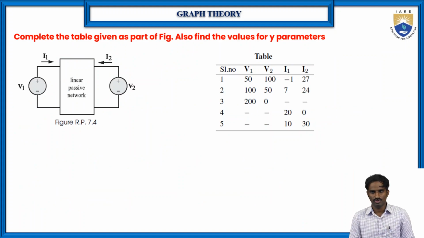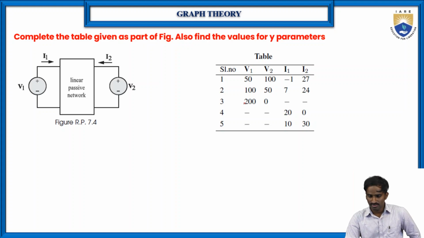This is another kind of problem, and it is very interesting. As you can see here, complete the table given as part of the figure, and also find the values of the y parameters. Because as we know, for y parameters the current equation is in terms of voltage, and similarly for the z parameters the voltage equation is in terms of current. By using these two equations we need to find these missing parameters, because in the first and second line of course all the parameters are there. So by using this given data we can find the y parameters as well as the z parameters.